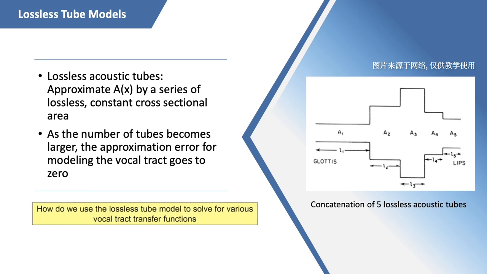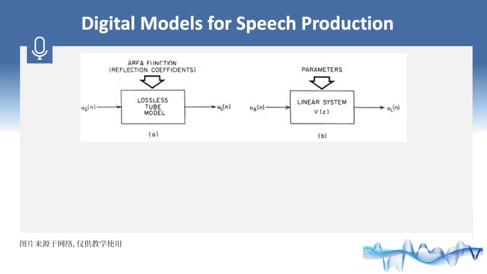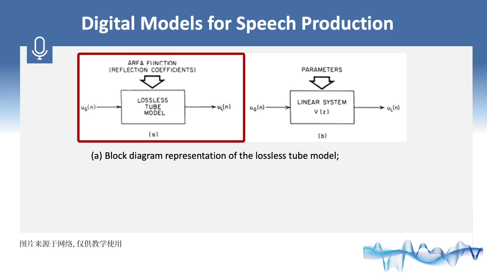How do we use the transfer functions? By researching the transmission character of each acoustic tube, we can get the transfer function of the whole vocal tract. Speech production can be represented with different models in digital form. Based on the lossless tube model, we can describe the vocal tract transfer function with a series of reflection coefficients.